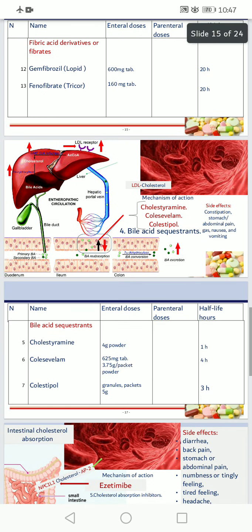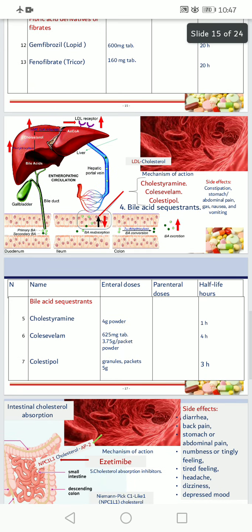Now the side effects: constipation, stomach and abdominal pain, gas, nausea and vomiting are also included. And lastly, because fibrates increase cholesterol in bile, risk of gallstones and inflammation are also included in these side effects.